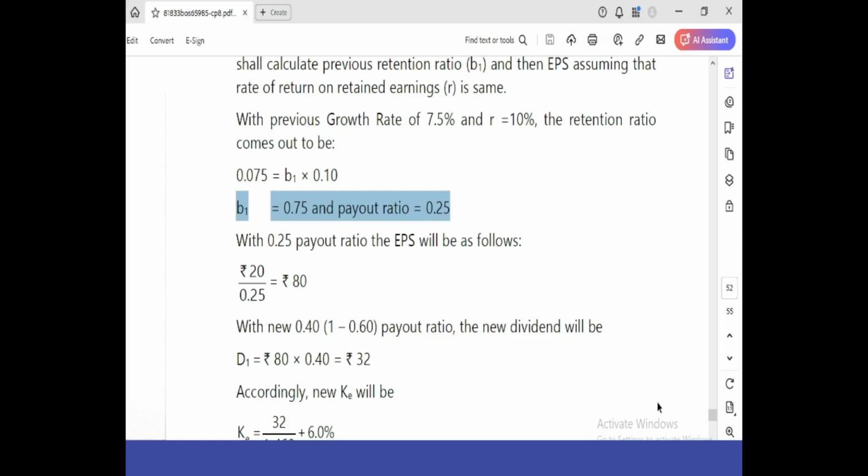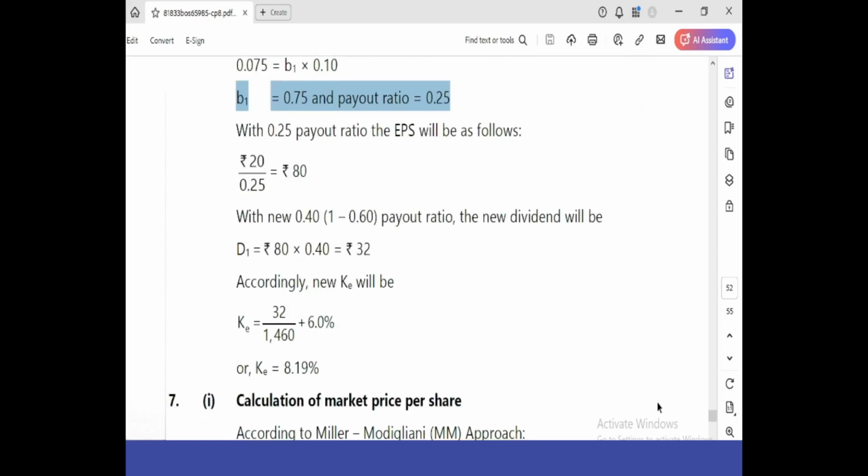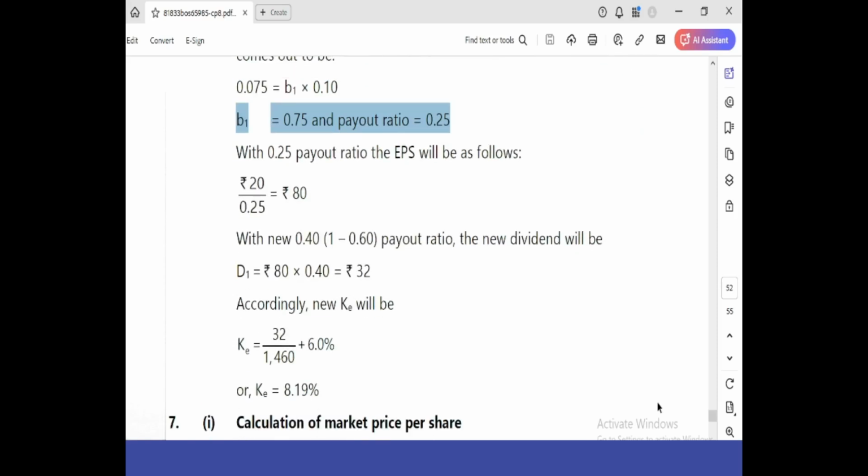They said it's D1, right? It's not D1. It is actually D naught. Remember what 20 is? That is the dividend paid, D naught. Remember, in the last part also we did 20 into 1.075 to find D1. So the dividend already paid is rupees 20. Therefore rupees 80 is the earnings per share for the previous year, that's why I said E naught, EPS 0. Now 32, please mark it as D naught. That's where they went wrong in the solution. Rupees 32 is D naught.